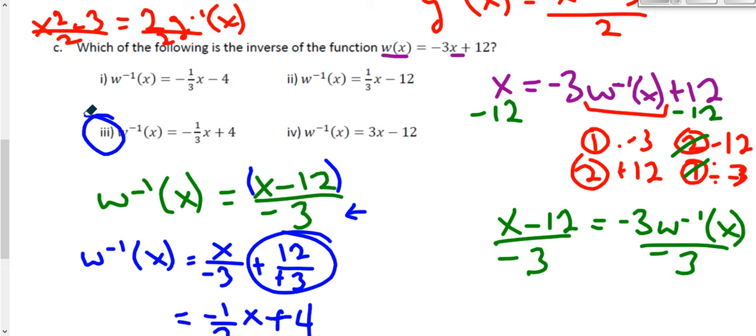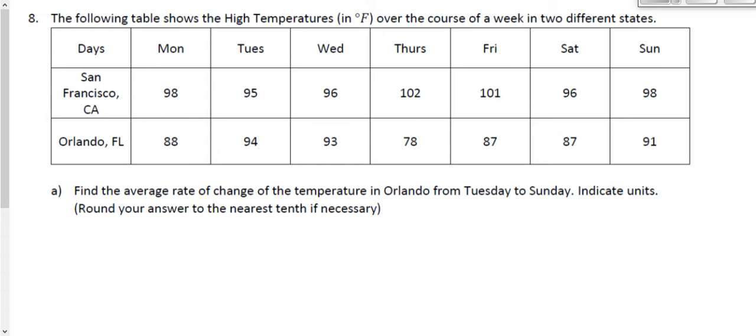All right. Now that we're done with that, let's go ahead and take a peek at question number 8. Question 8 is asking for a rate of change again. So we have this table, and we'd like to calculate the rate of change based on this table. Now this table is measuring days, and it's measuring temperature. The temperature relies on what day and time I measure it. So my days are going to be my inputs, and my temperatures are going to be my outputs.